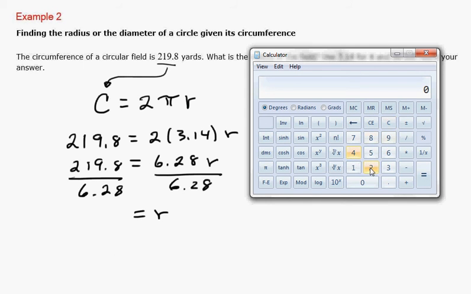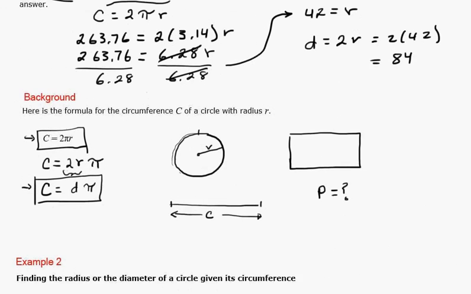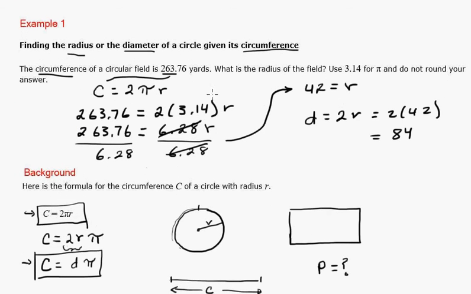219.8 divided by 6.28 equals 35. And if you wanted to know the diameter, that's 2 times r, so that would be 2 times 35, so that's 70. And I don't know if they want units, but this is yards, because up here it was also yards. 42 yards. Okay, good luck.